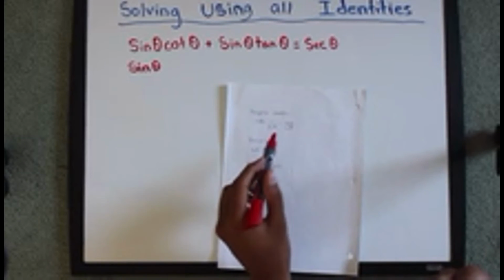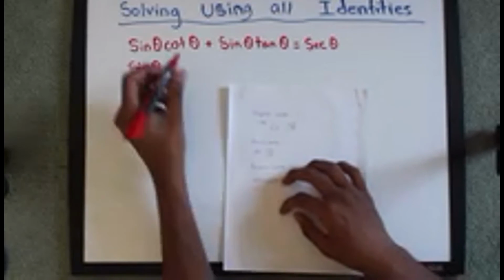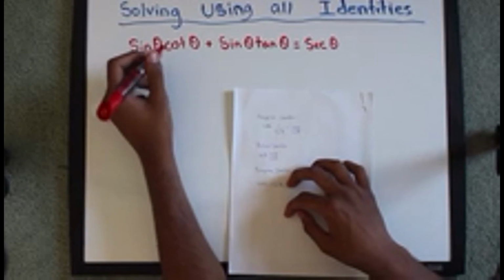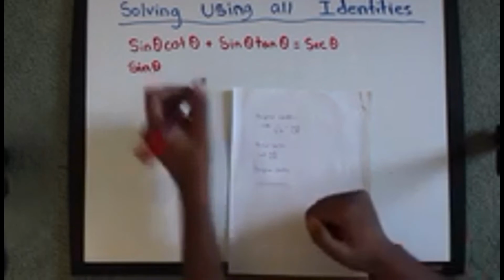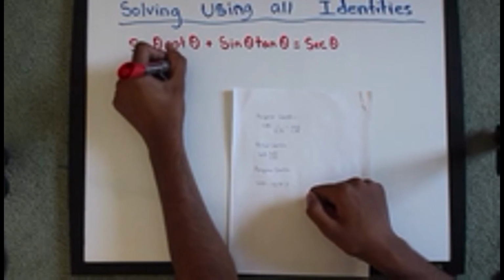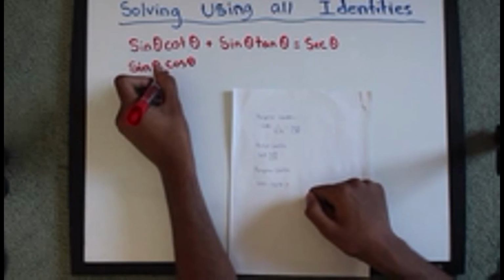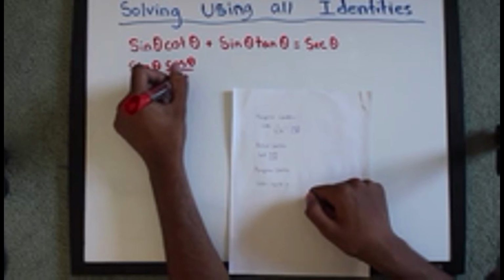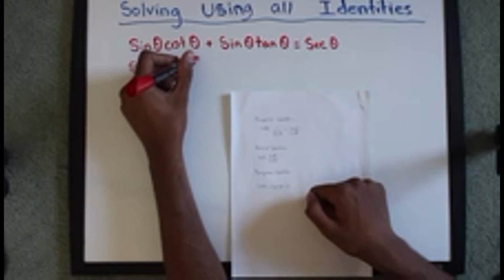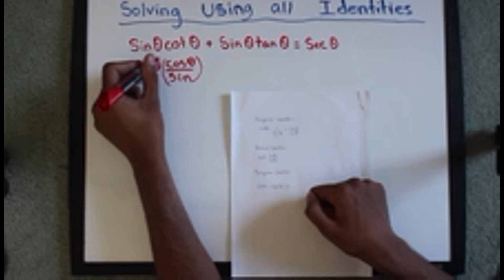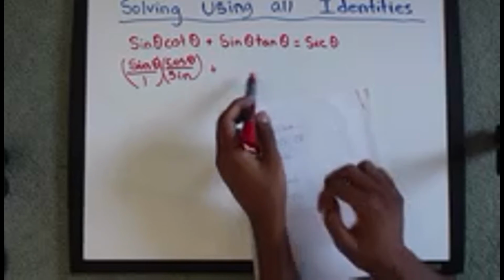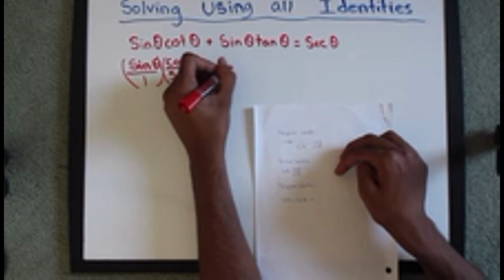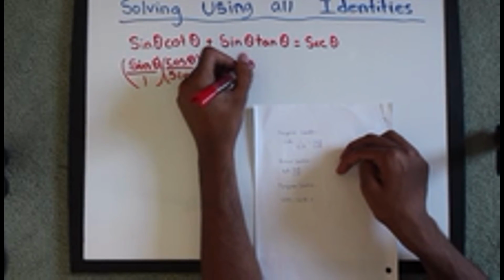To change the cot, we have to use the reciprocal identity. So over here you can see that cot equals 1 over tan, which is also equal to cos theta over sine. And now this is basically the same thing as sine over 1 times cos over sine. And then if we look over, we're going to continue. So it's going to be sine theta again, because that doesn't change into anything.